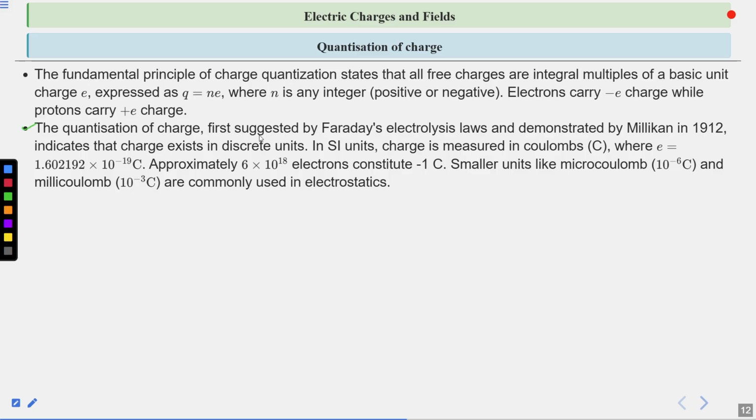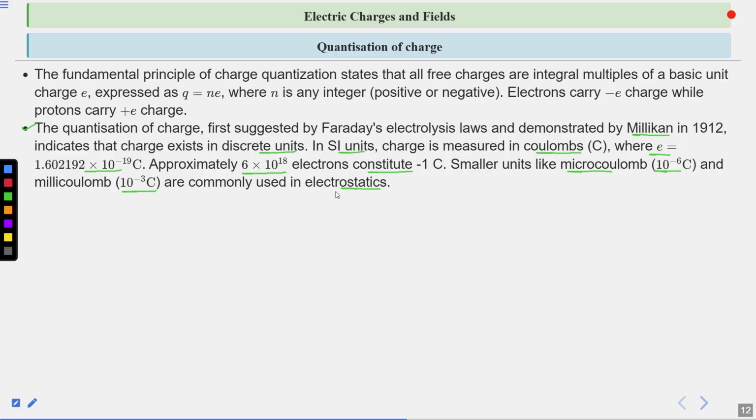The quantization of charge, first suggested by Faraday's laws of electrolysis and demonstrated by Millikan in 1912, indicates that charge exists in discrete units. It means charges exist in discrete numbers. In SI units, charge is measured in coulombs, represented by C, where the numerical value of e is 1.6 × 10^-19 coulomb, which means approximately 6 × 10^18 electrons constitute 1 C. Smaller units like microcoulomb, which means 10^-6 coulomb, and millicoulomb, 10^-3 coulomb, are commonly used in electrostatics.